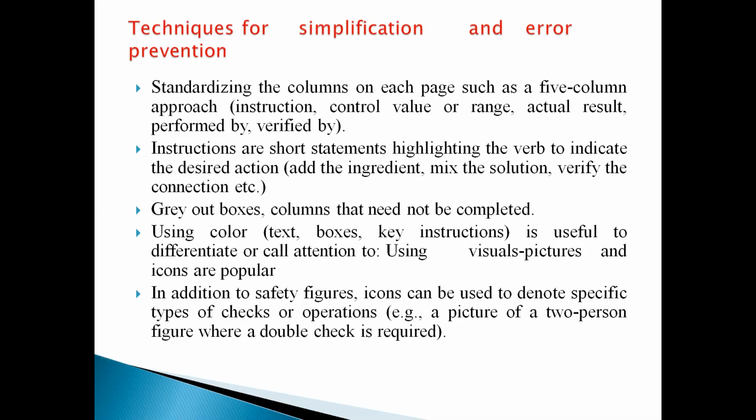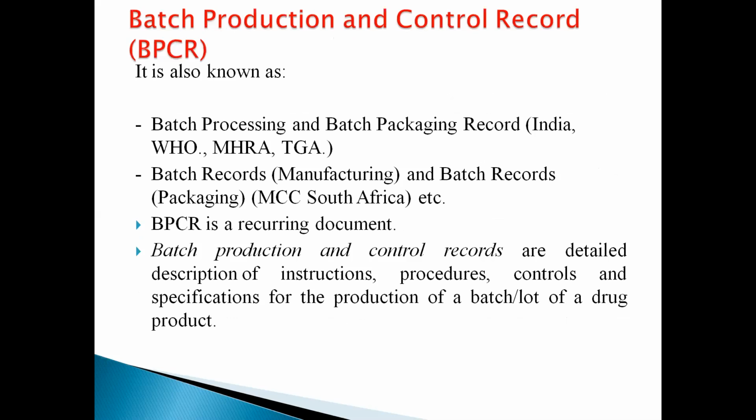Using color for boxes and key instruction text is useful to differentiate. Call attention using visuals; pictures and icons are very popular for simplification and error prevention also. In addition to safety figures, icons can be used to denote specific types of checks or operations. And then the batch production and control record, BPCR.